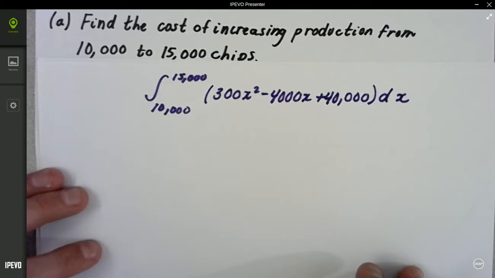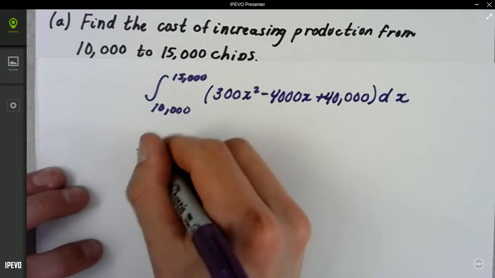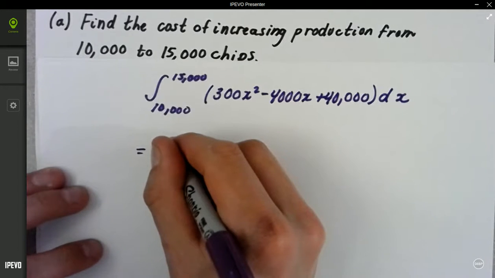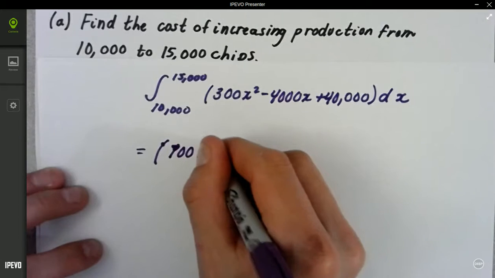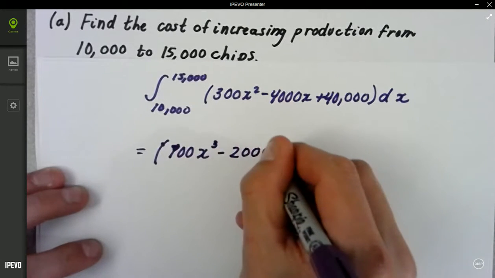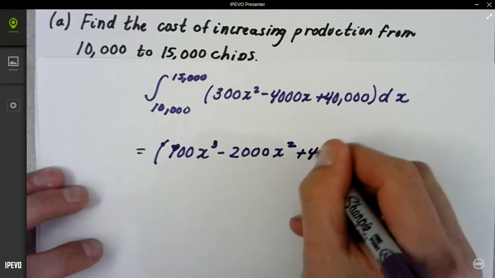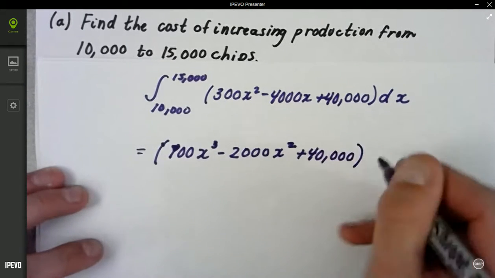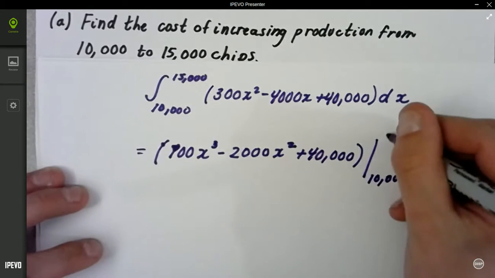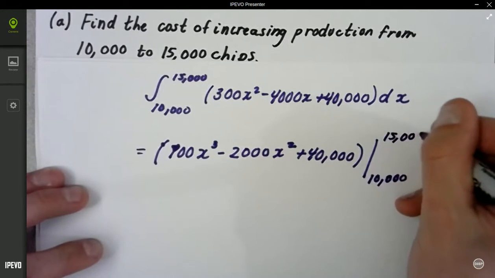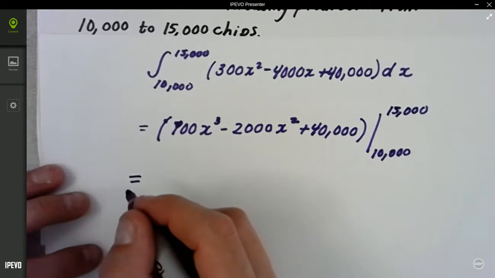If we were going to integrate that, this now becomes 100x cubed minus 2,000x squared plus 40,000x. Now, unfortunately, we've got to plug both these numbers in because one of them is not zero. We're going from 10,000 chips to 15,000 chips. So what's that net change in price or cost for us?